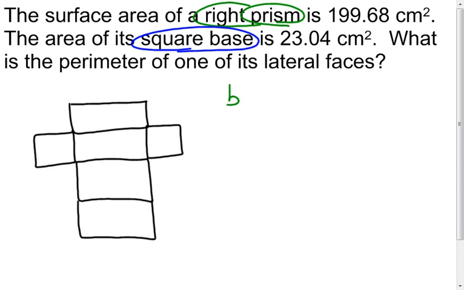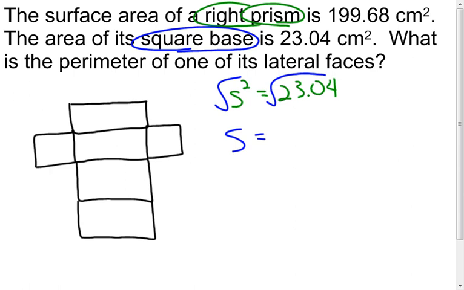Actually, I'm going to go with side squared. By squaring the side of a square, I get its area, 23.04. So what I'm going to do is take the square root of that to figure out the length of one of the sides. I end up with a side length of 4.8 for my square.